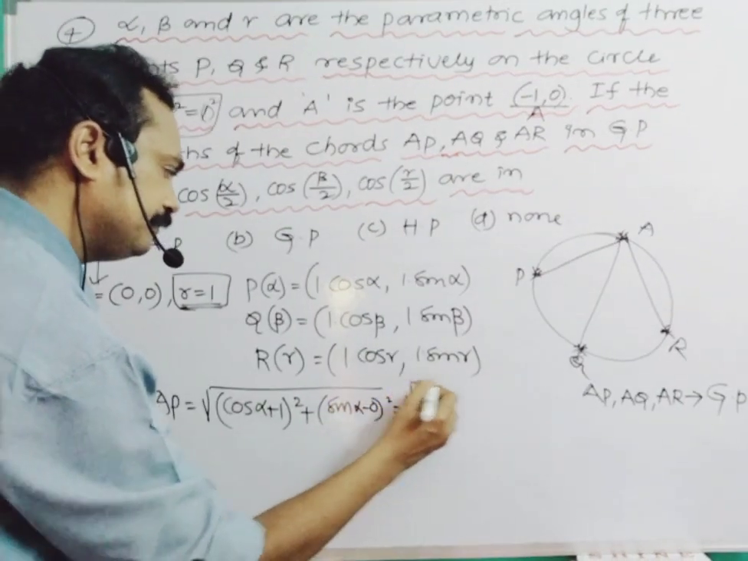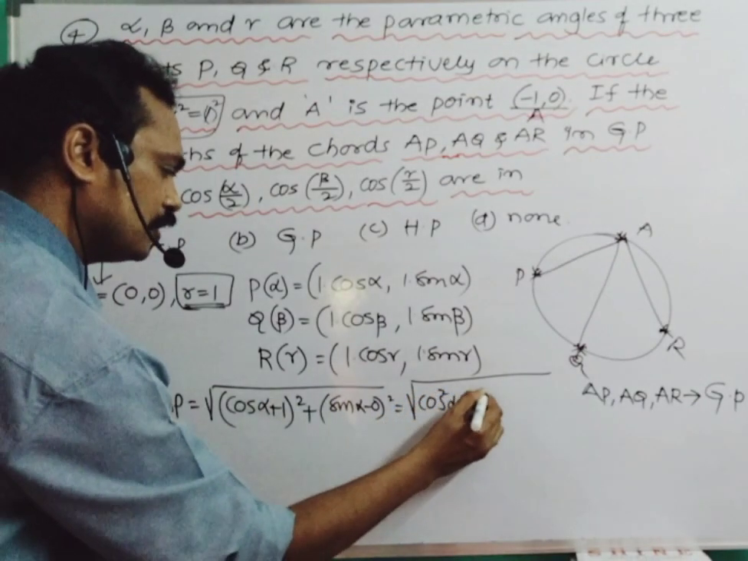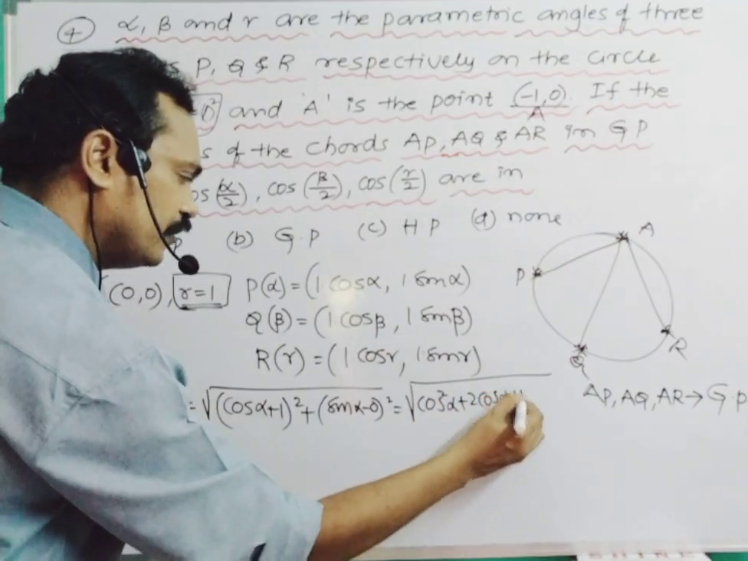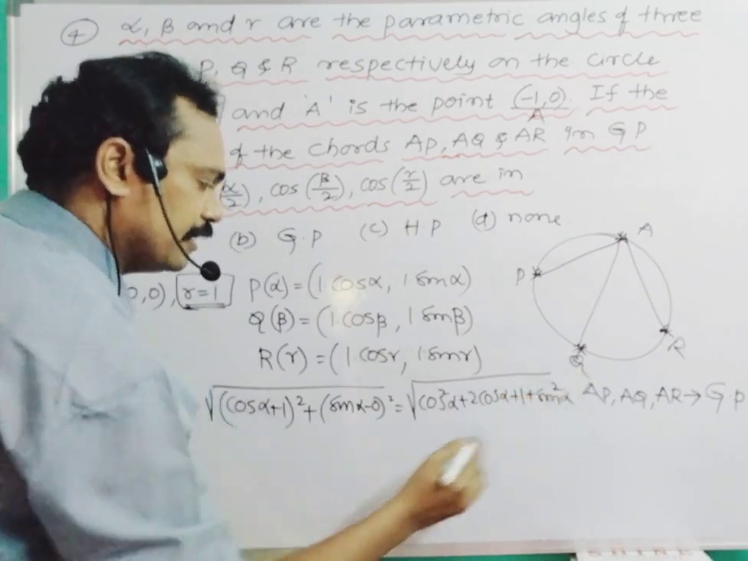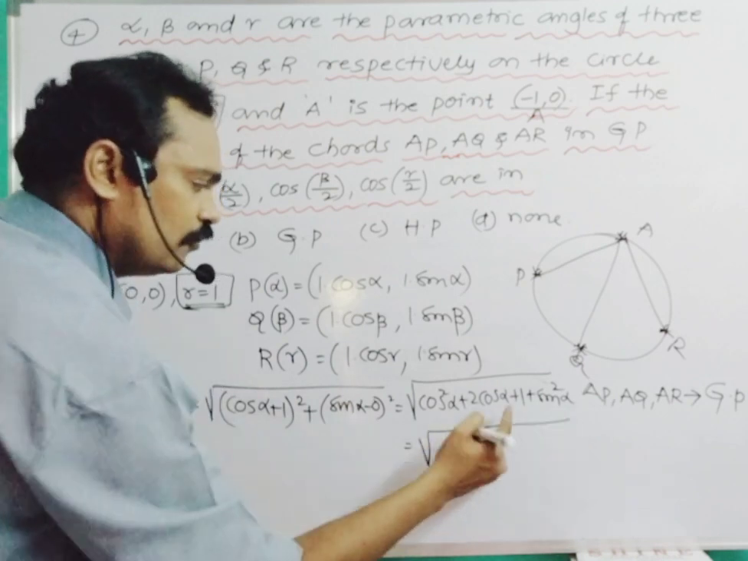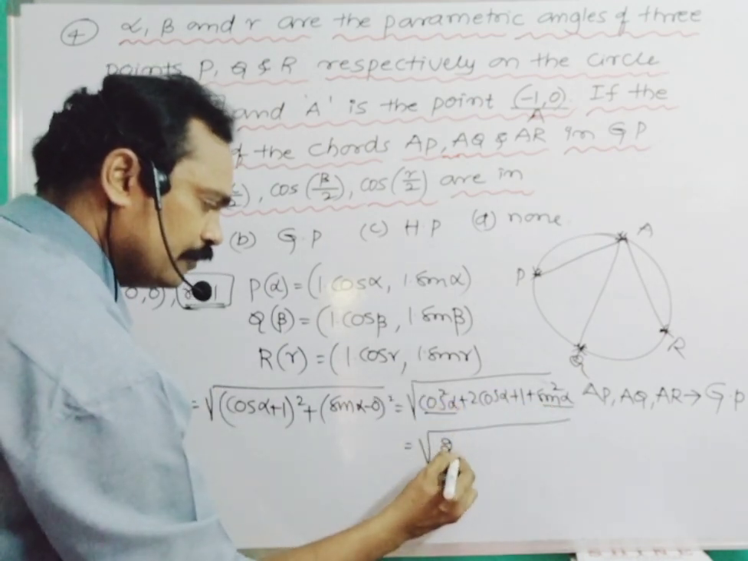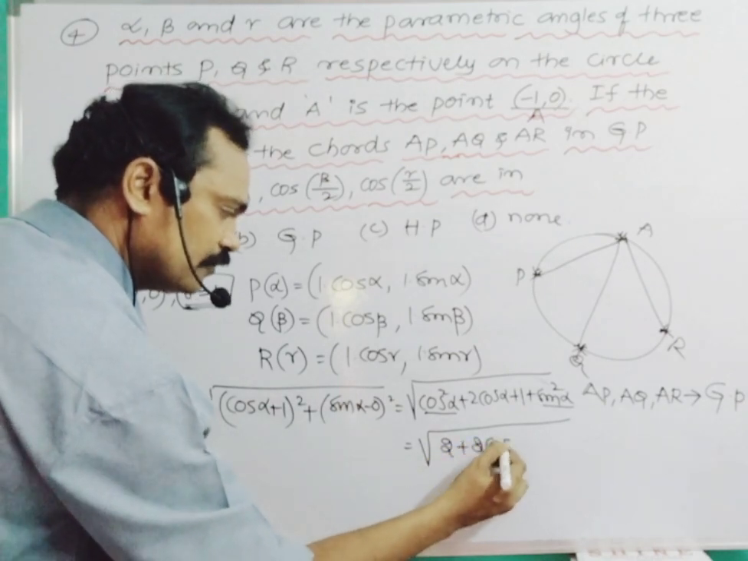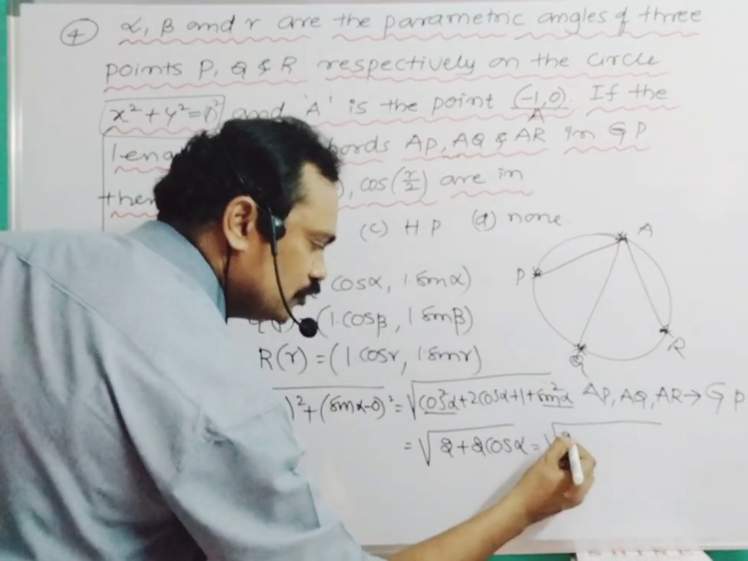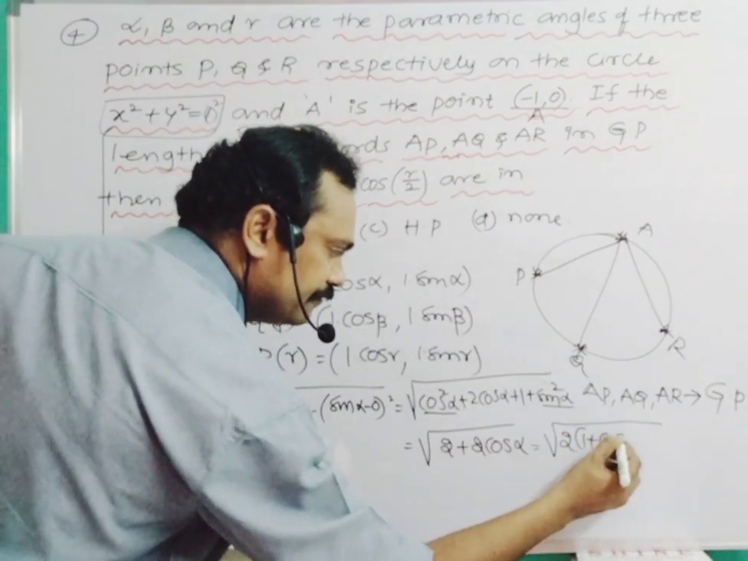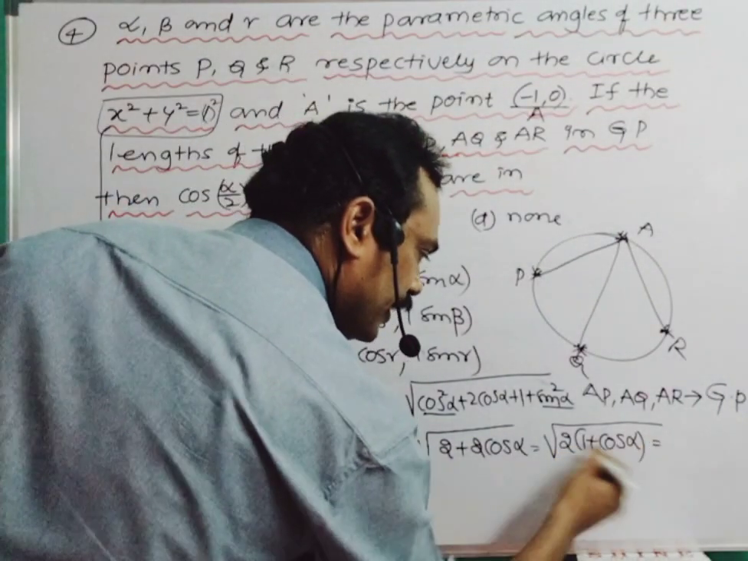That remains cos square alpha plus 2 cos alpha plus 1 plus sin square alpha. Sin square alpha plus cos square alpha is 1. 1 plus 1, 2, plus 2 cos alpha. What else? If I take 2 common, 2 into 1 plus cos alpha. Keep it as it is.